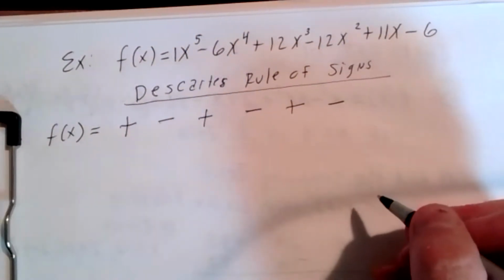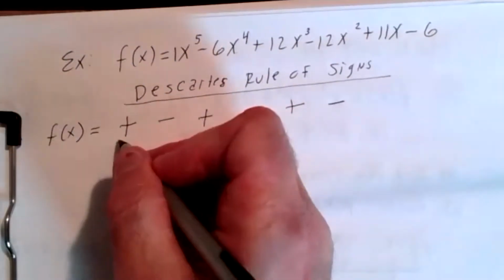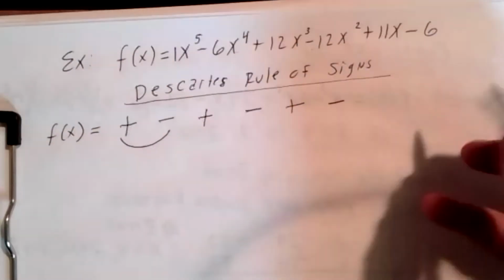Now we're going to count how many sign changes we experience from left to right. We go from a positive to a negative.